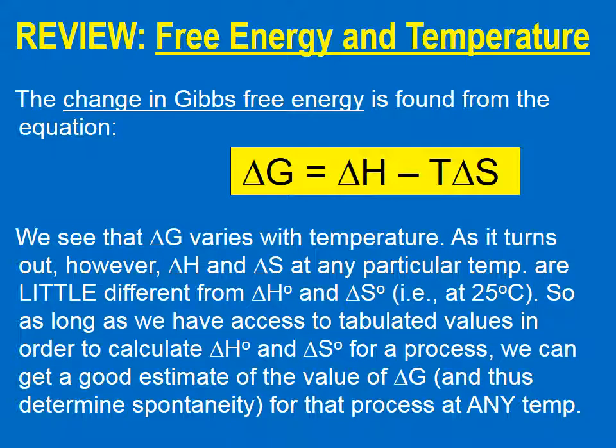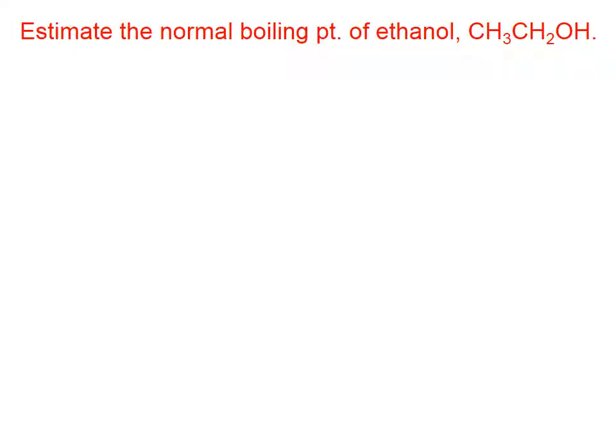As it turns out, however, delta H and delta S at any particular temperature are little different from delta H naught and delta S naught, i.e. at 25 degrees Celsius. So as long as we have access to tabulated values in order to calculate delta H naught and delta S naught for a process, we can get a good estimate of the value of delta G and thus determine spontaneity for that process at any temperature. Let's estimate the normal boiling point of ethanol.